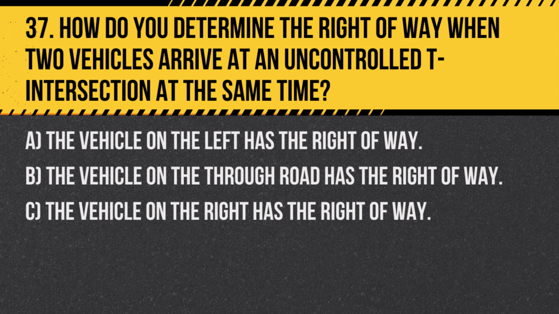Question 37. How do you determine the right of way when two vehicles arrive at an uncontrolled T intersection at the same time? A. The vehicle on the left has the right of way. B. The vehicle on the through road has the right of way. C. The vehicle on the right has the right of way. Answer B. The vehicle on the through road has the right of way. Vehicles on the terminating street must yield to those on the continuing street.